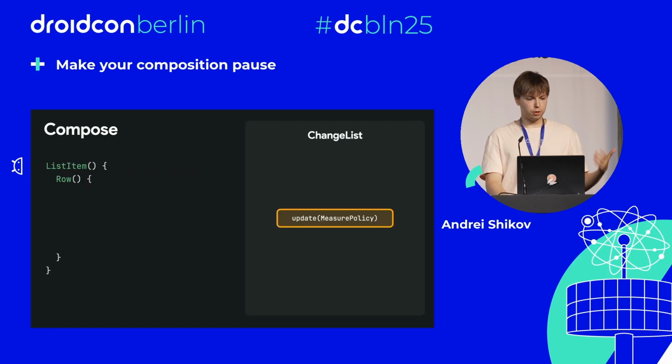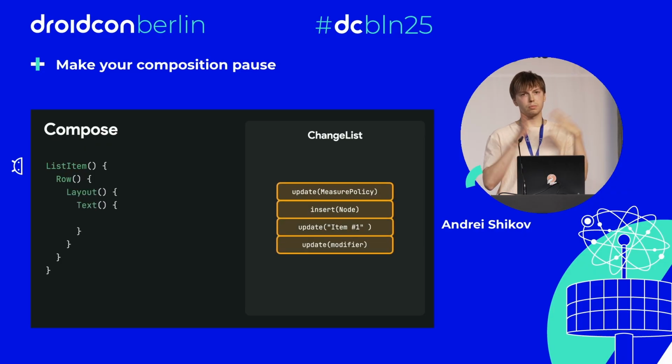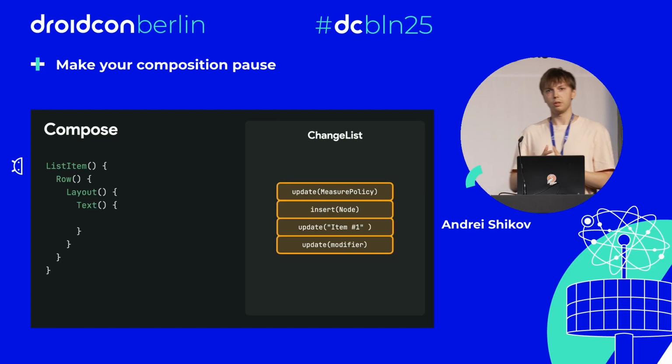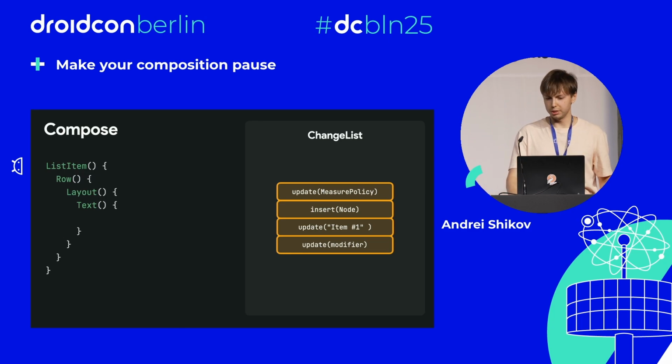And as each of those composables is executed, we build a change list. We don't do anything with the changes or the updates that are applied to the tree immediately. What we do is we build the list of changes that we need to apply later. This is done for various reasons.